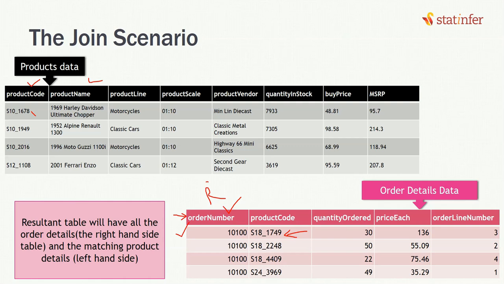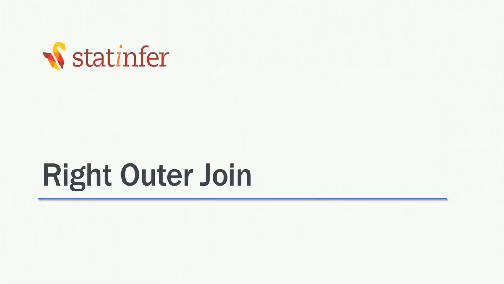We want everything from the right hand side table and only matching values from the left hand side table. Why only matching values? Because there can be so many products, we are not worried about them. Only for the products that customers have purchased, we want to show the details, right? So our right hand side table is the important table, and whatever is matching from the left hand side table, we will attach them. This particular scenario is called right outer join.